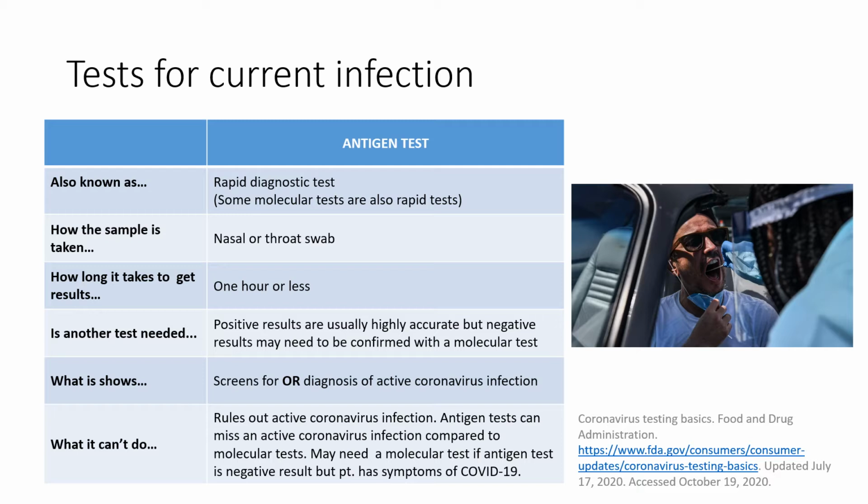However, it is important to note that while these tests are highly sensitive, meaning that a positive result usually accurately indicates an active coronavirus infection, antigen tests do not have as good specificity as PCR tests do, which means that negative test results may need to be confirmed with a follow-up PCR test. So said in another way, antigen tests can miss an active coronavirus infection compared to molecular tests.